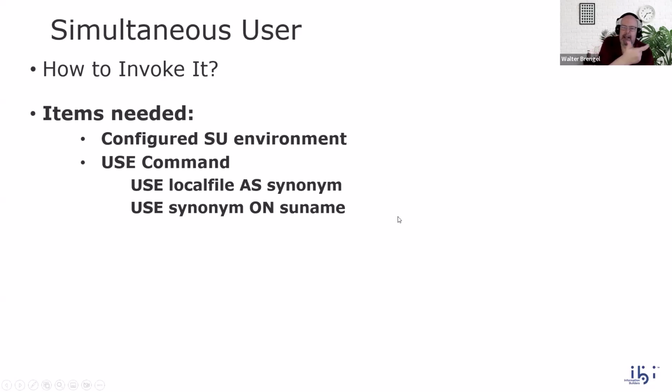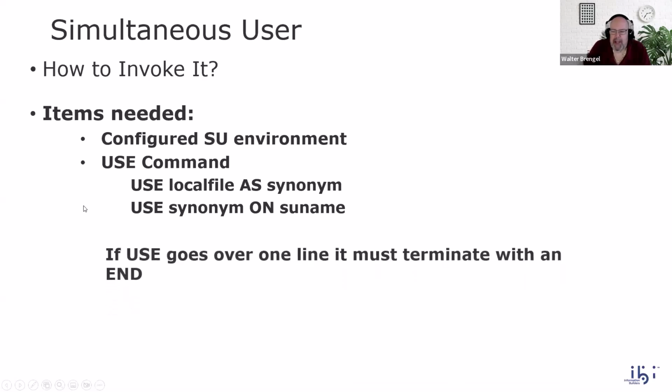So if I have a focus database and I want to use a master I already have, it's similar, I can just use the use statement, and it's basically a pointer, or you can think of it as an alias. But if you're using the SU, then you have to use synonym on and then give it the name of the sync machine that you're going to be calling. If the use goes over one line, you have to end it with the word end. And you have to have a local version of the master synonym, and you have to have a version of the master synonym allocated to the started task.